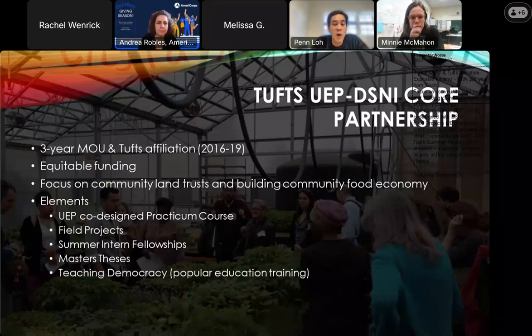But one of our premises of doing this type of partnership work is making sure there's equitable funding. So we've divided the funding half and half between DS&I and Tufts. We have focused on supporting the work that DS&I has been doing around their community land trust and community control over development, with a particular focus on the food economy. And so we've packed all kinds of stuff into this.